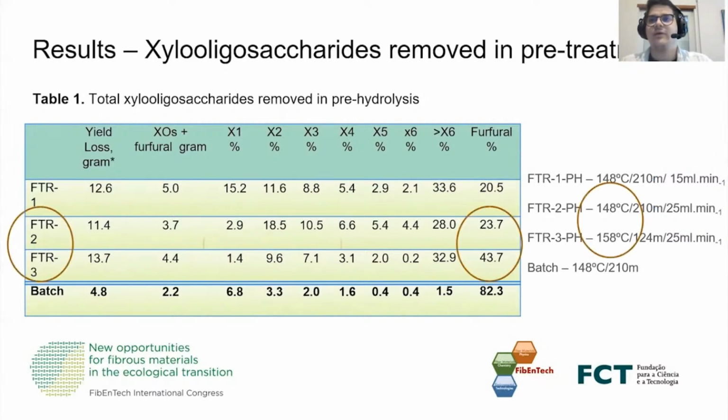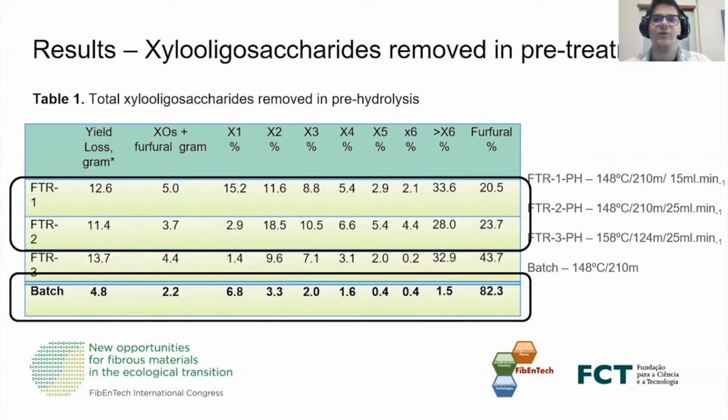Between the second and third assay, the temperature of the treatment is increased. In this case, a higher temperature will induce more degradation products like furfural, and a lower xylo-oligosaccharides recovery yield is achieved, with poor results, not being the purpose of this work. In the batch system, the retention time is the total time of the treatment. As identified before, a higher retention time will affect the degradation of xylose. In this case, furfural reached 82% of the total xylo-oligosaccharides and furfural recovered.